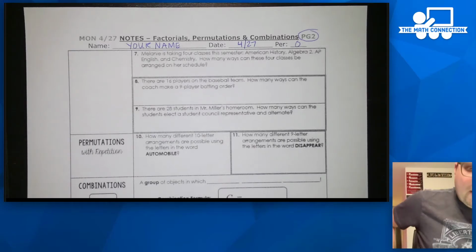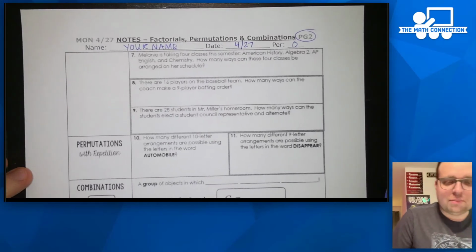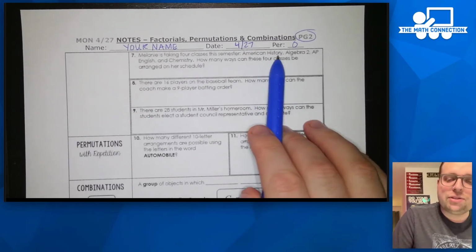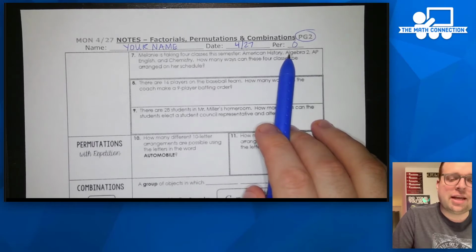Okay, so on the next page, the first problem says Melanie is taking 4 classes this semester: American History, Algebra 2, AP English, and Chemistry.